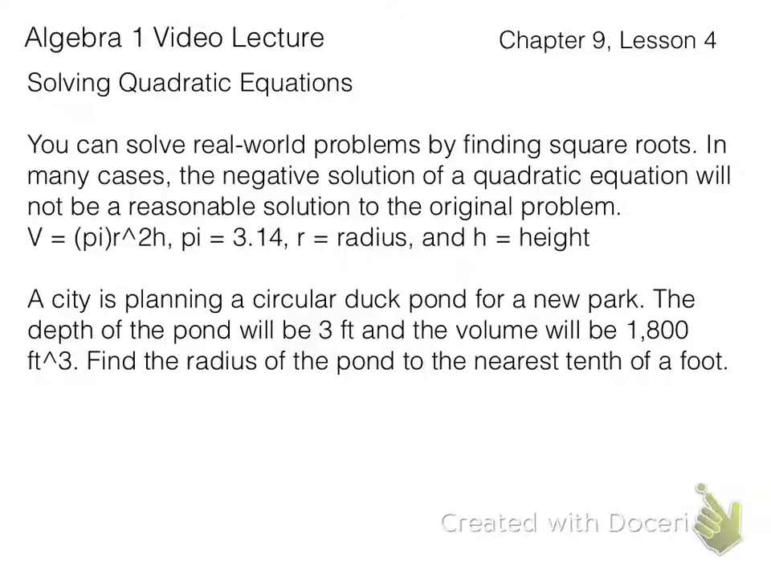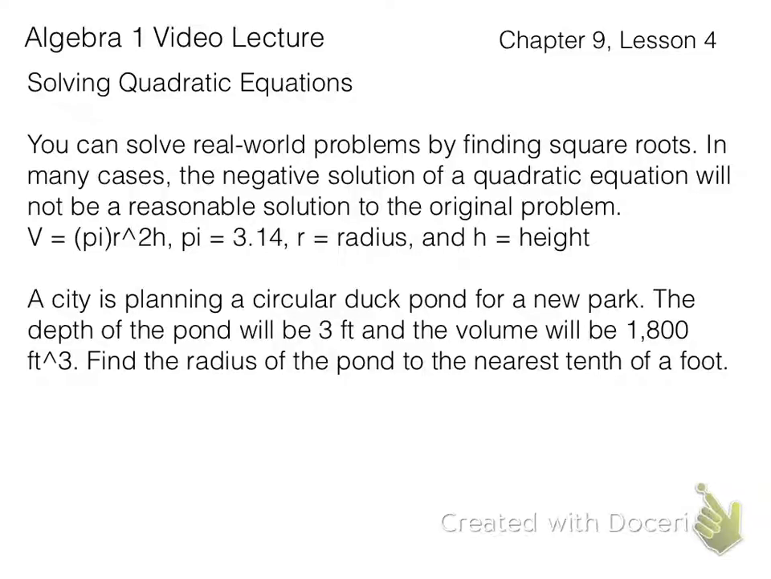In many cases, the negative solution of a quadratic equation will not be a reasonable solution to the original problem. So if they're asking me, in this case, for the radius of the pond, saying the radius is negative 3 feet makes no sense. I can't have a negative 3-foot radius duck pond. Not going to work. So even though I might end up having two solutions to this problem, only one of them is going to make sense, the positive one. Okay, so let's go ahead and look through this.